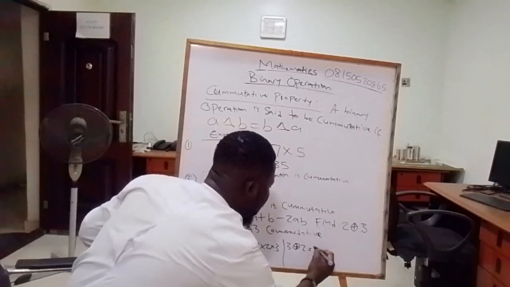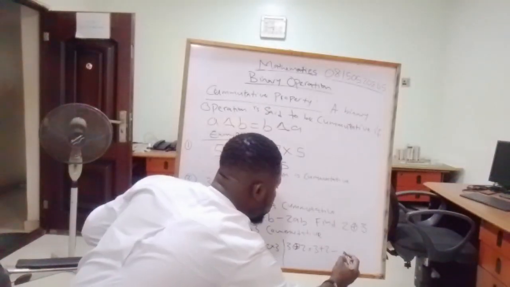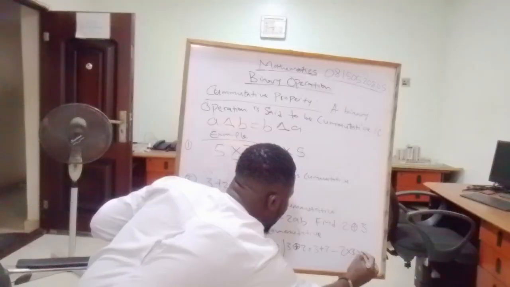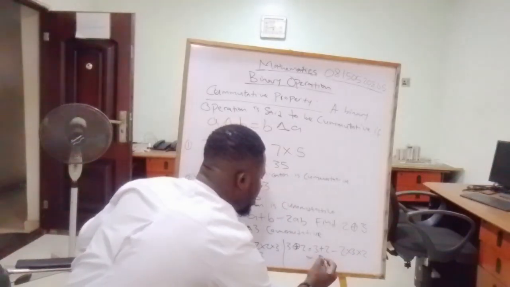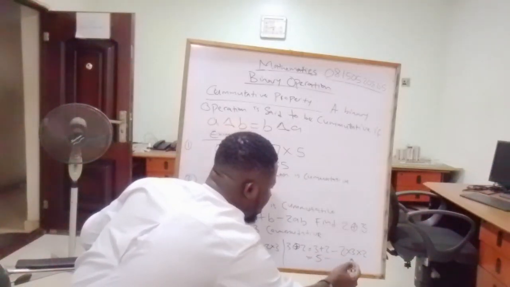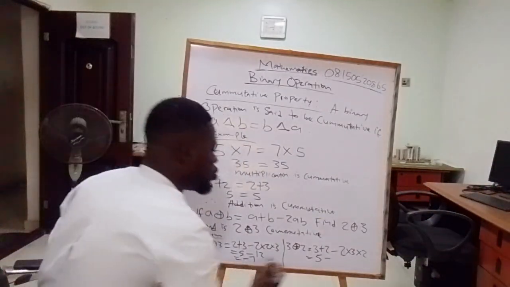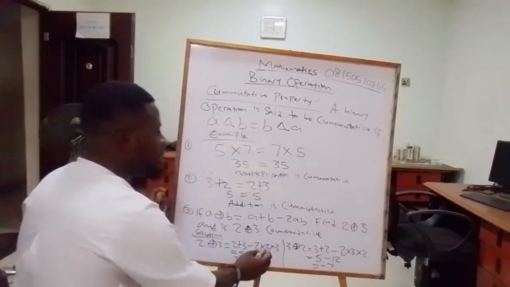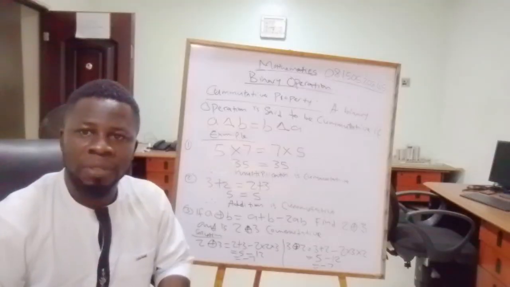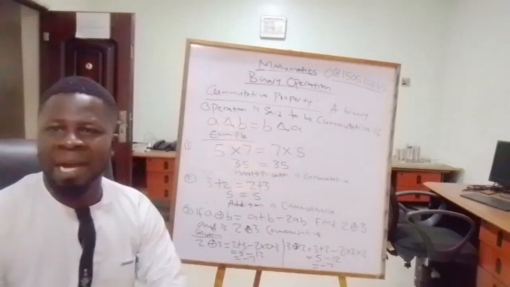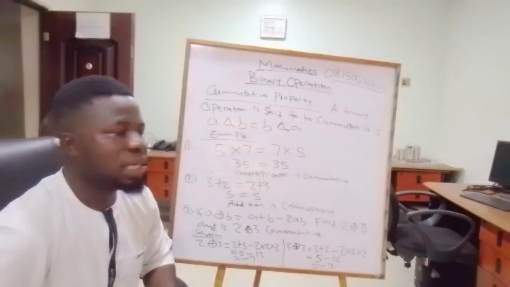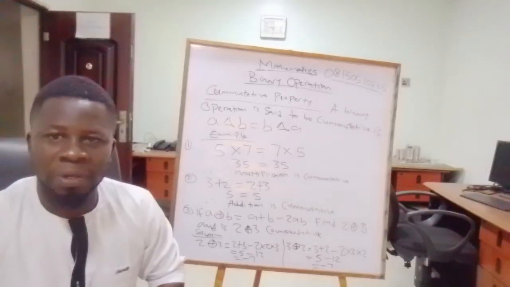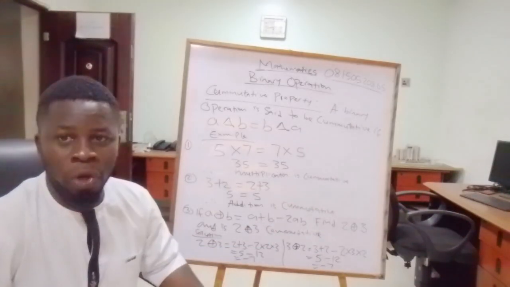You now check when you change the value, that is 3 operation 2. What will it give us? That's 3 plus 2 minus 2 times 3 times 2. If you check it, you see that this is still 5 minus 2 times 3 is 6, then times 2, that's 12, which is still minus 7. So therefore, this one is commutative, because you are getting the same answer. Do you understand? That is how you solve this.